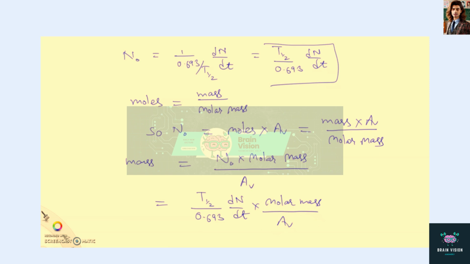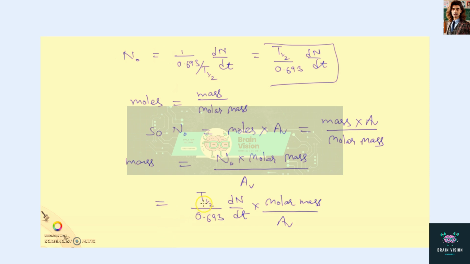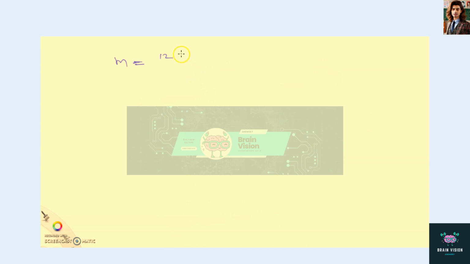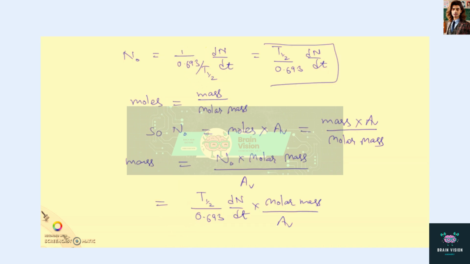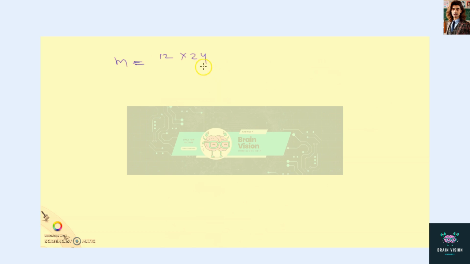So finally, plugging in all known values, the mass of the sample will come out to be as follows. For half-life, this is 12 days. First of all, we will have to convert this 12 days into seconds. So 12 days into 24 into 60 into 60 seconds.